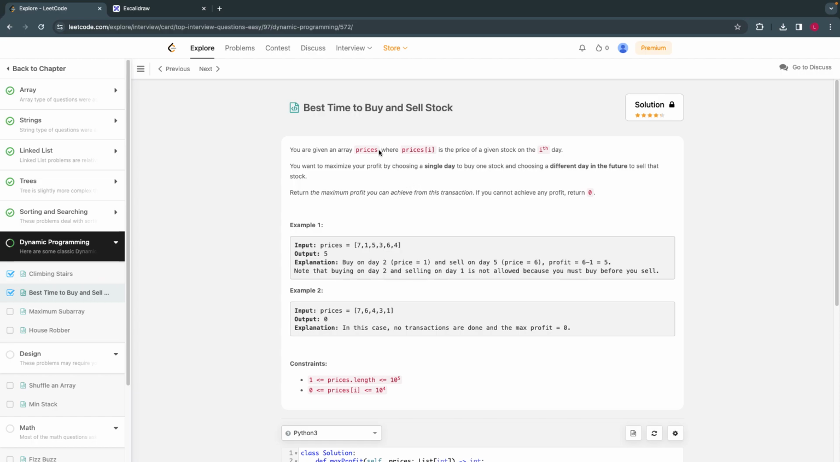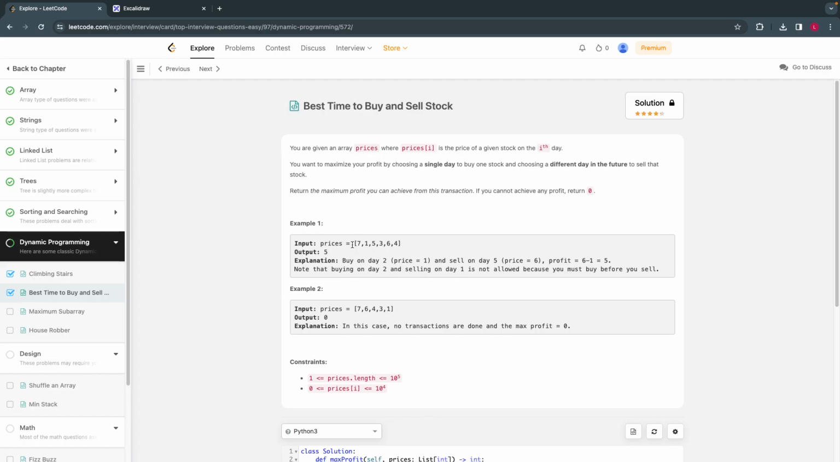So the problem name is: what is the best time to buy and then sell the stock? What they have given is a list of stock prices. Basically, what you have to find out is what is a good time to buy, and then what is a good time to sell the stocks, right? When you sell the stocks, you get a profit, right?